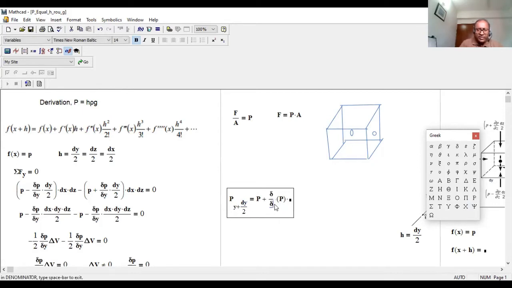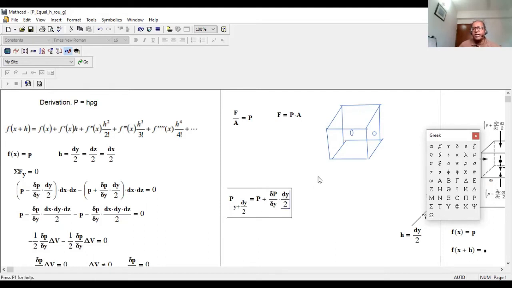So this will be dy. Instead of in the bracket, I am putting p over here. Then this term will be h, right? So what is my h? dy by 2, dy by 2. Then the higher order terms I am neglecting. So this is my pressure.